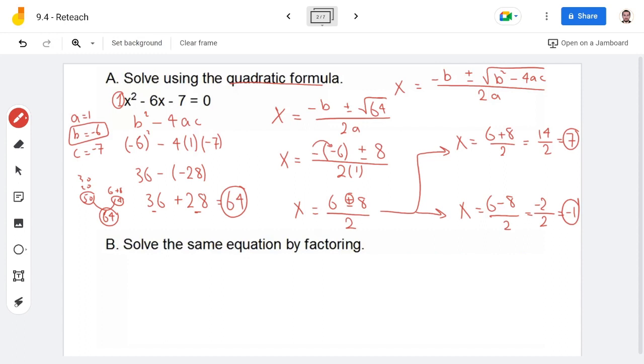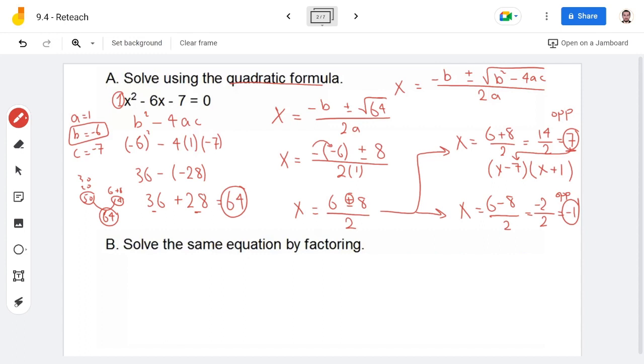Now, what shall I do with these two answers? These two answers, I can rewrite them in two brackets. The first one, 7, will go here but with the opposite sign. Always take the opposite sign, okay? So it will be x minus 7, and here x plus 1.